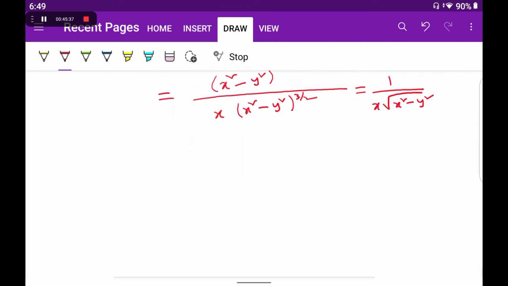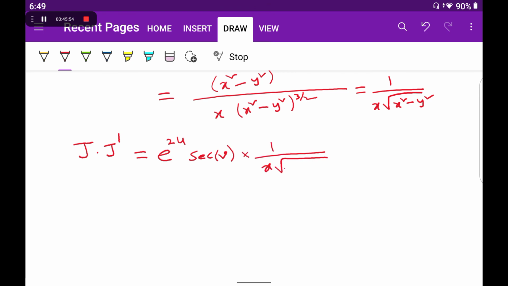Now coming to j into j dash, it is e power 2u secant v, which is j. We got this as j, right? Into 1 by x root x square minus y square. So either we have to convert this in terms of x and y, or this in terms of u and v, to simplify this.